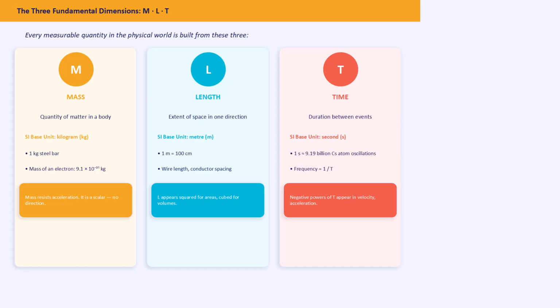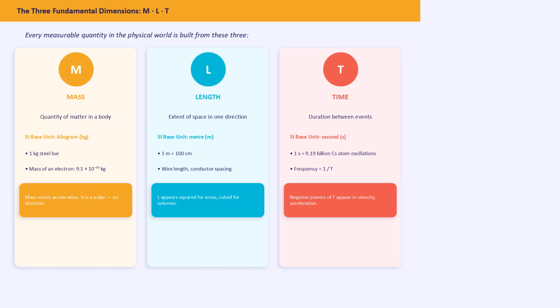Length, represented by L, measures distance or extent of space. Its SI unit is the meter. Note that L appears squared when we deal with areas and cubed when we deal with volumes. And time, represented by T, measures the duration between events. Its SI unit is the second, now defined with extraordinary precision using atomic oscillations of the cesium atom.